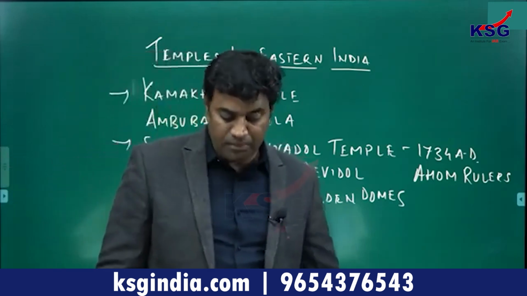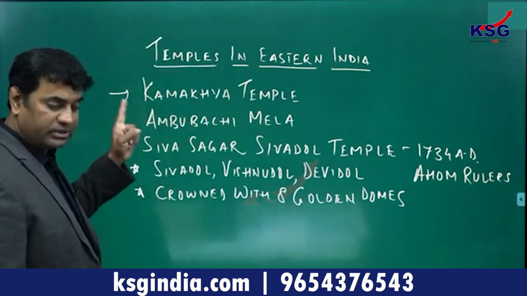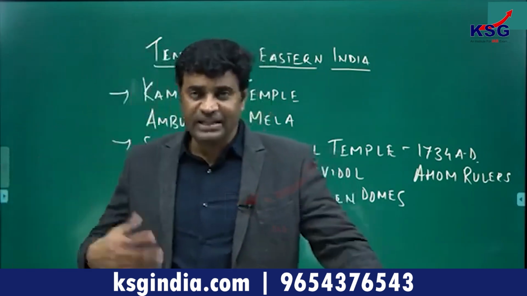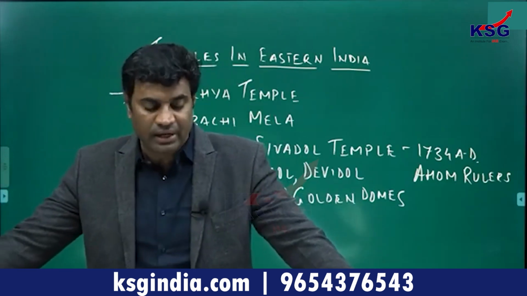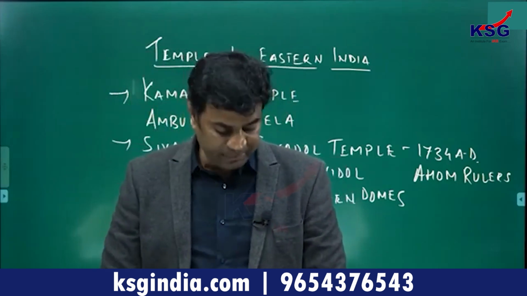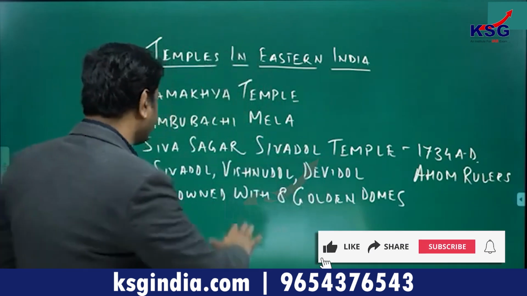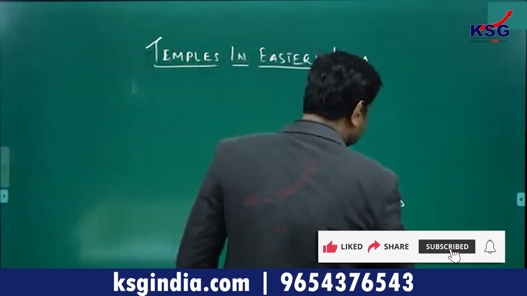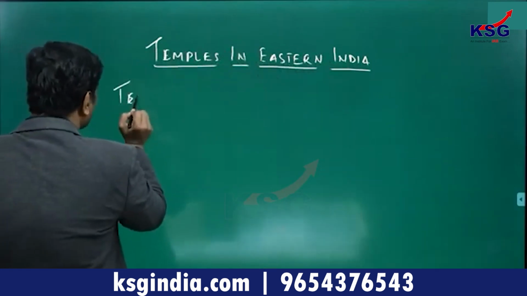So these were major features of the temples found in northeastern part of India. Two temples, Kamakhya temple and Shivsagar Shivdol temple. In eastern India, we also need to discuss temples in the region of Bengal. In fact, in Bengal, there's a very important temple known as Terracotta Temple at Vishnupur, which is located in Bankura district of West Bengal.